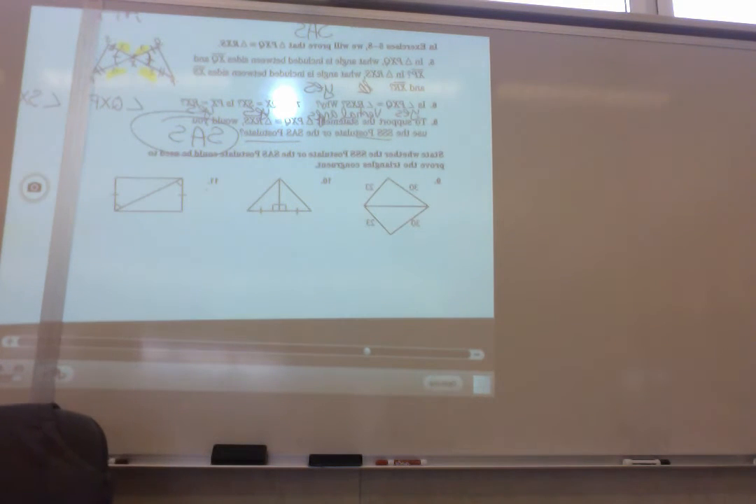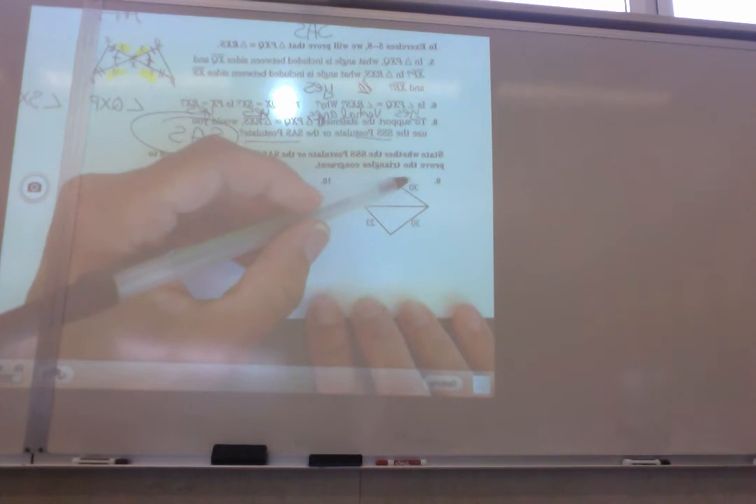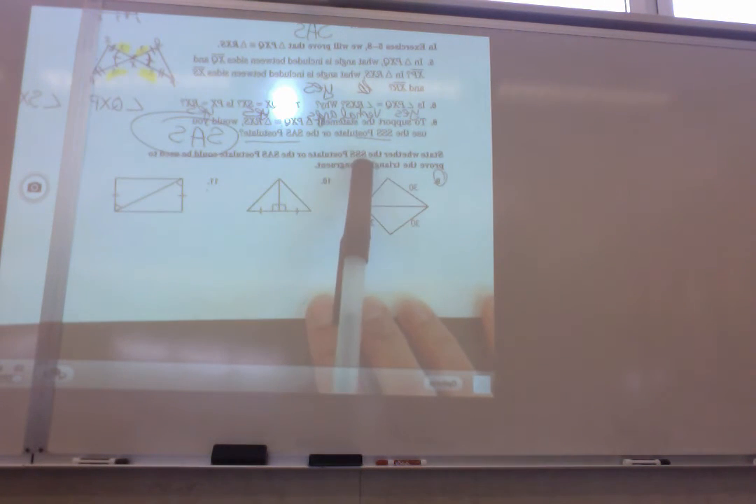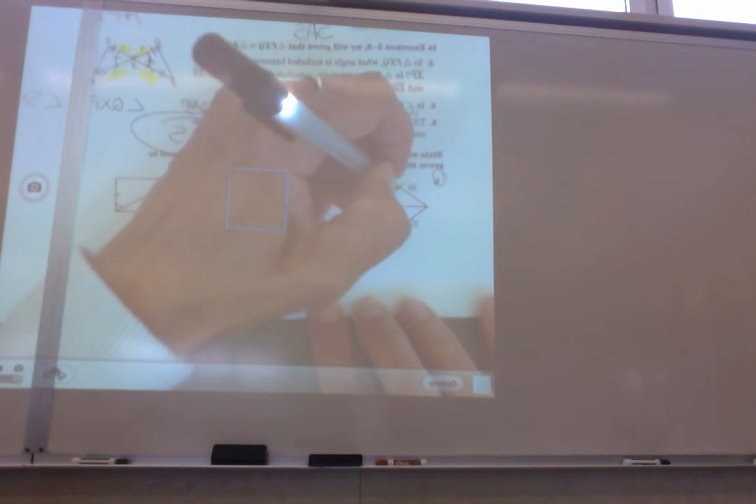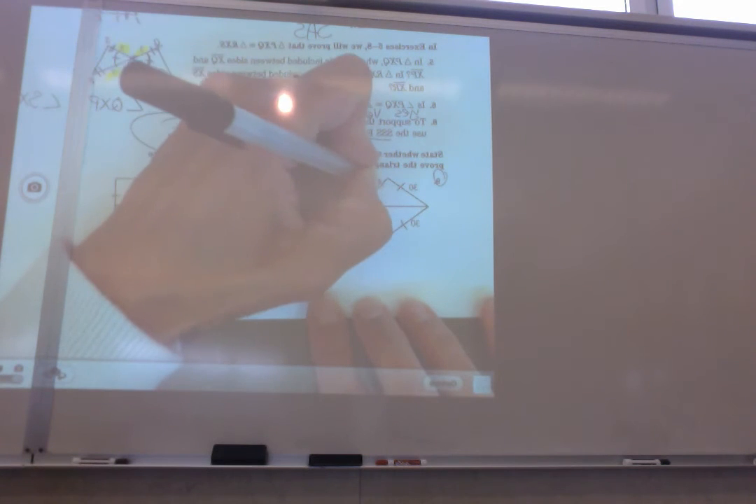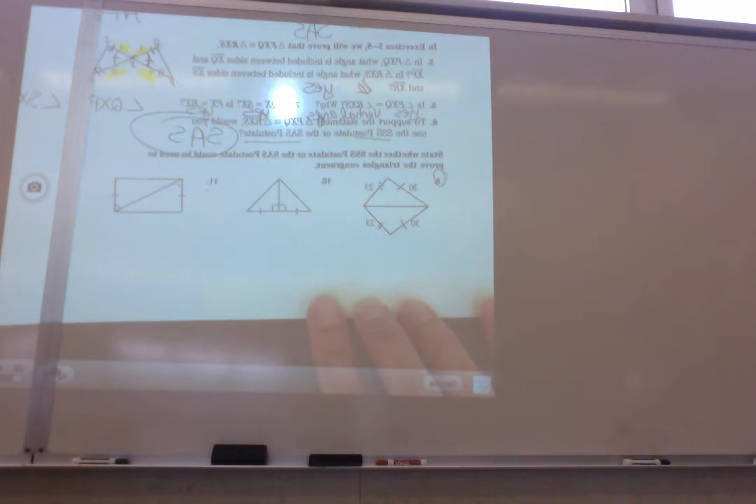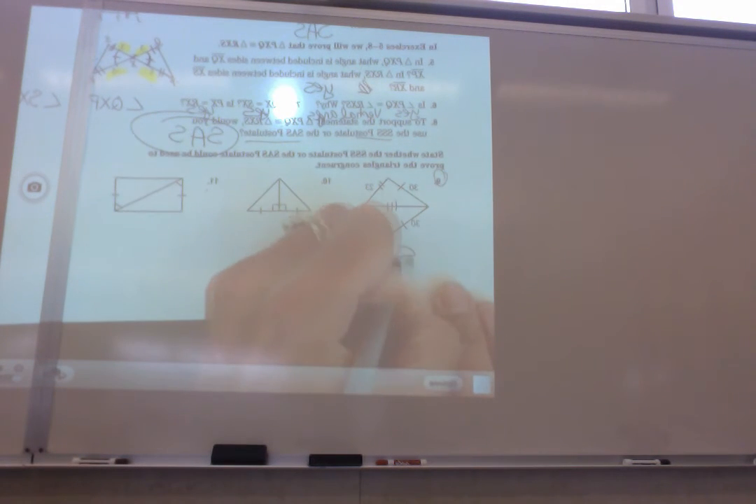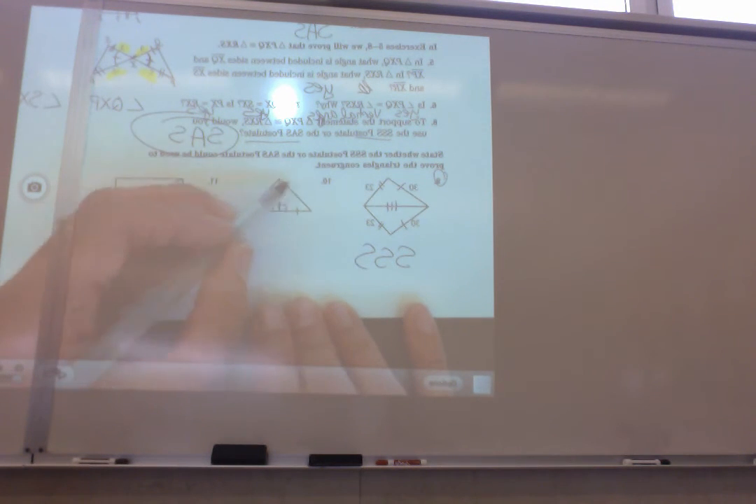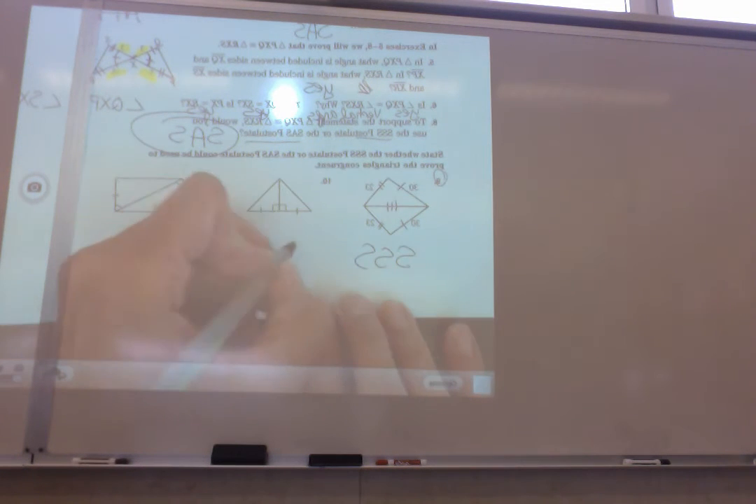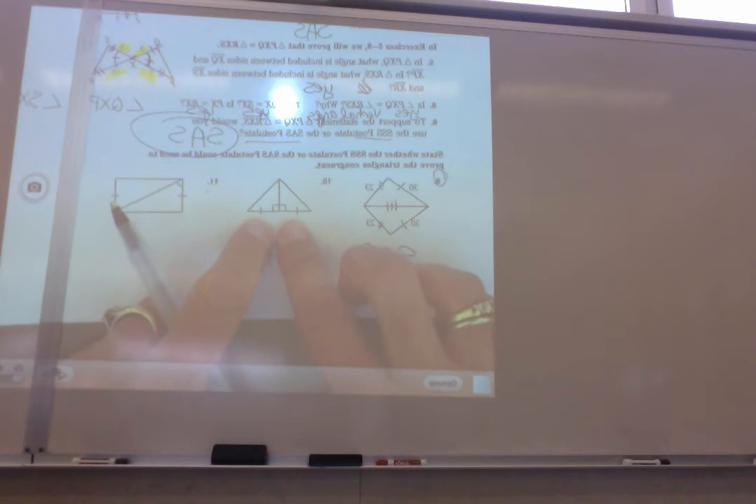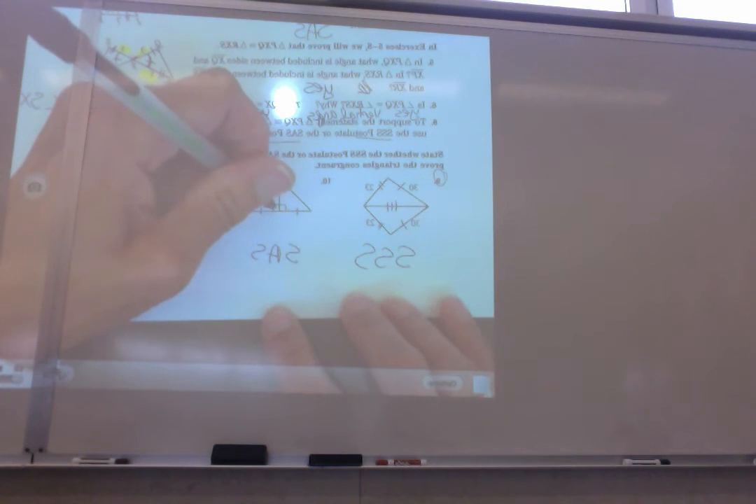If I could have your attention up here, please. Ernesto, number 9. Are we going to use SSS or SAS? SSS. Here's one side, here's another side. Here's the second. Where's the third? The middle shares a side, SSS. Okay, Tony, what are we going to use in number 10? Side, angle, side. Here's one side, there's another side. Here's an angle, here's an angle. I need my other side in the middle again.